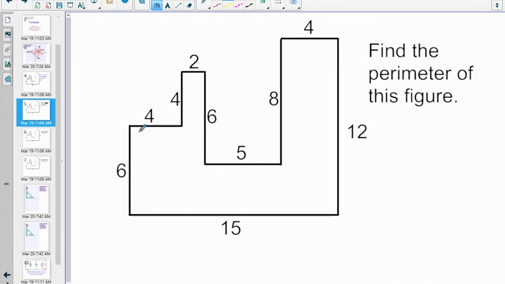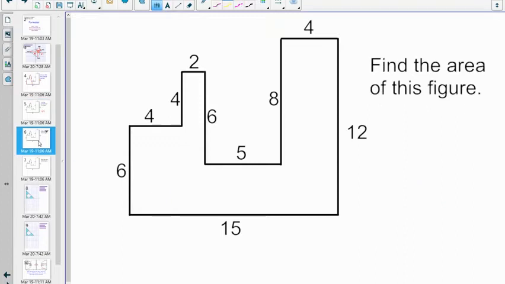Then, when I ask for the perimeter, all we have to do to find the perimeter is add up all the side lengths. 6 plus 4 plus 4 plus 2 plus 6 plus 5 plus 8 plus 4 plus 12 plus 15. I'm going to cheat and use a calculator. I shouldn't say that. That's not cheating. That's adding up a whole bunch of numbers. That's why we have calculators. But when I add those up, I get a total perimeter of 66 units of measure, whatever that is, just adding up all of the side lengths.